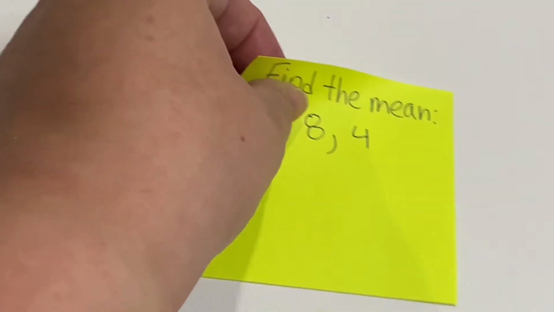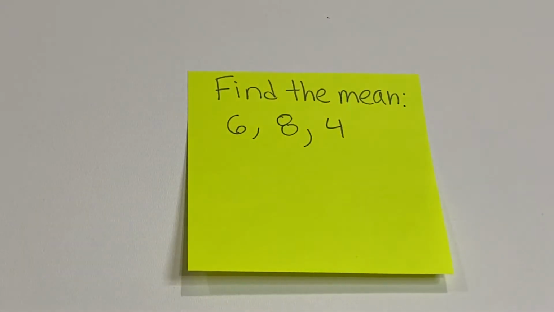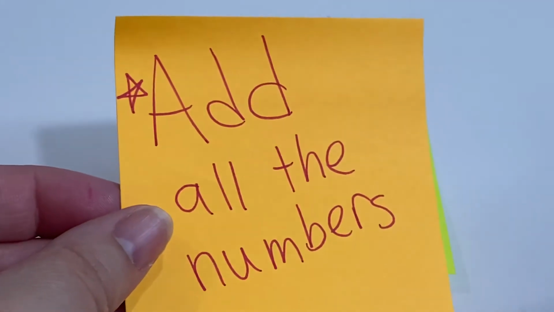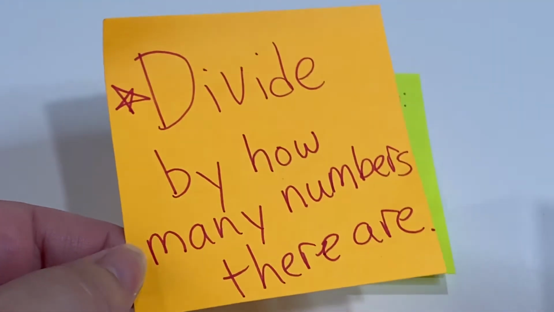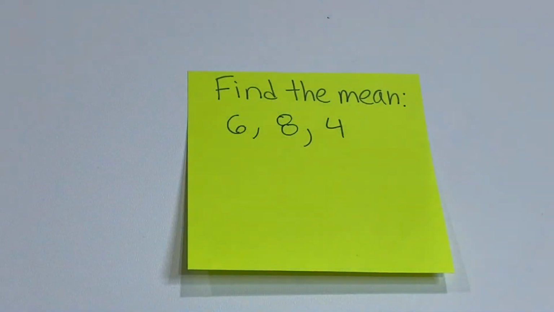So to find the mean, if we had 3 numbers, we would add the numbers together, divide by how many numbers there are.